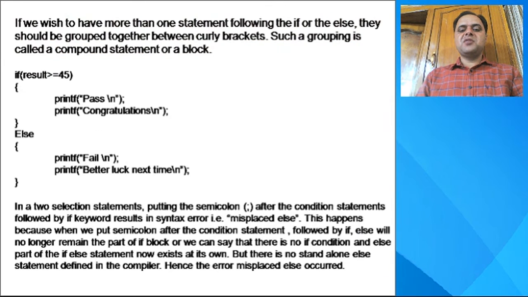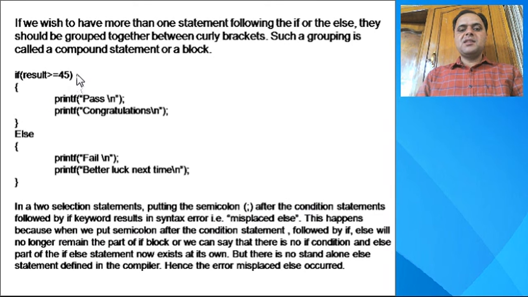But if you have more than one statement, for example here, if result is greater than 45, we have two statements here. So we require curly braces. Curly braces start, pass, and congratulations, and close, and else if this is false, then fail and better luck next time. So in a two selection statement, putting the semicolon after the condition statement followed by the keyword if is a syntax error.